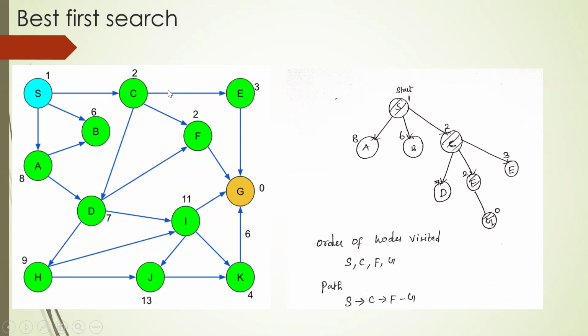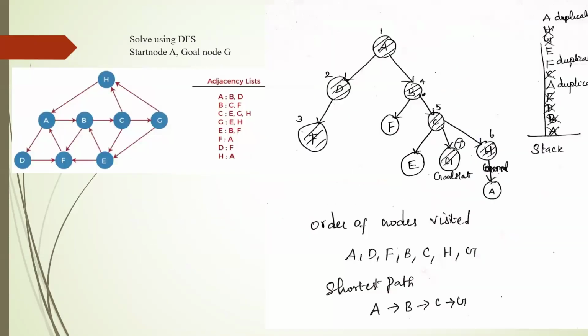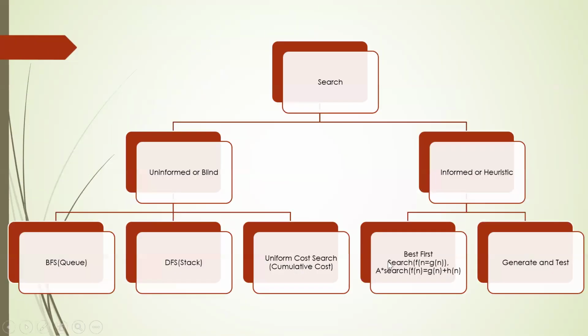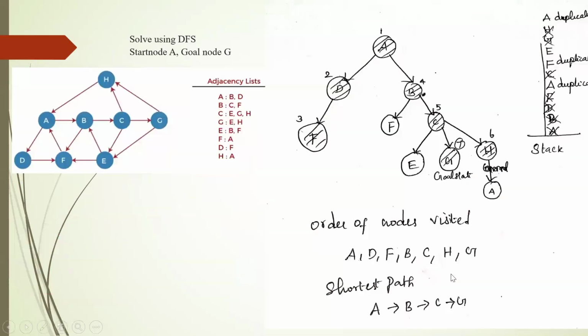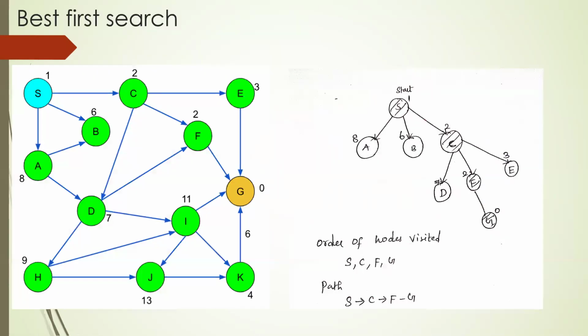That value is called heuristic value. So here we only consider the heuristic value. Actually, in the basic diagram I gave, in best first search we have to consider f of n equal to g of n. In A star search we have to consider f of n equal to g of n plus h of n. So in best first search we only consider the h of n heuristic value.